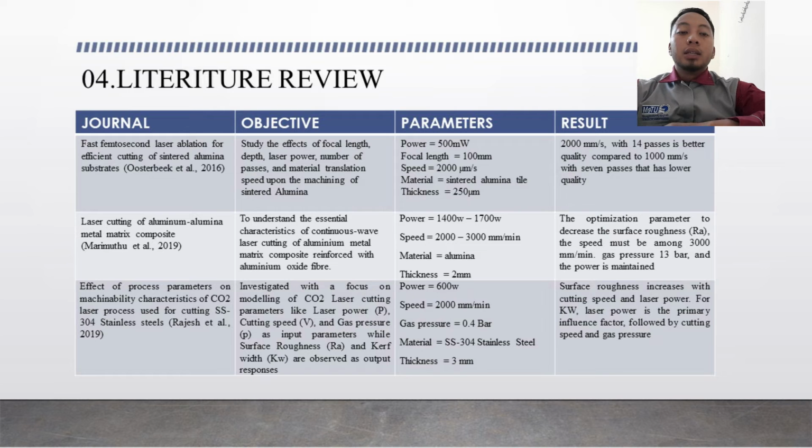My fourth content is literature review. First journal is Fast Femtosecond Laser Ablation for Efficient Cutting of Sintered Alumina Substrate by Ostbik 2016. The objective is to study the effect of focal length, depth, laser power, number of pass, and material translation speed upon the machining of sintered alumina.